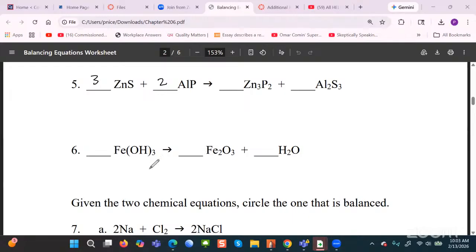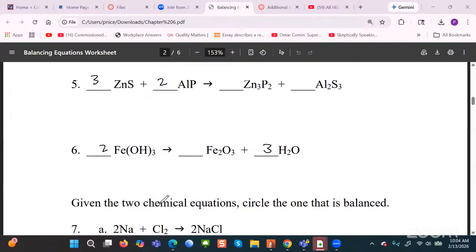Okay, number six. Let me hear your ideas about that one. Okay, let's see what this person says in the chat. Okay, I would agree with that. Who is this? Kingsley. Kingsley is saying that there should be a 2 here, a 1 here, and a 3 here. All right, very good. So that's as far as that section is concerned.